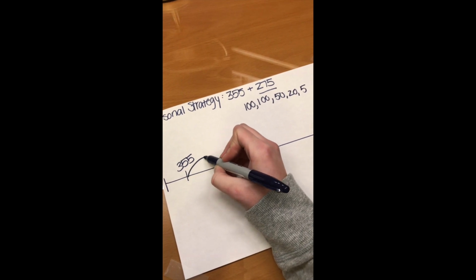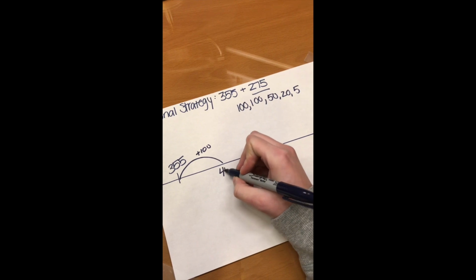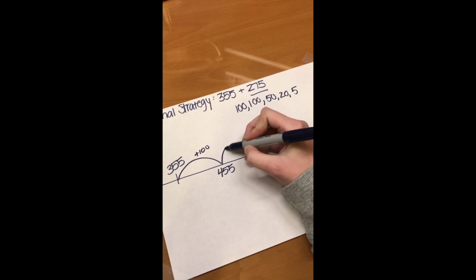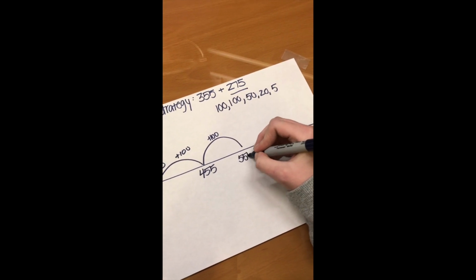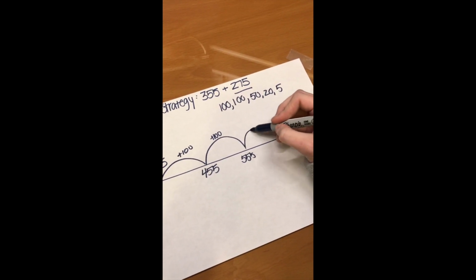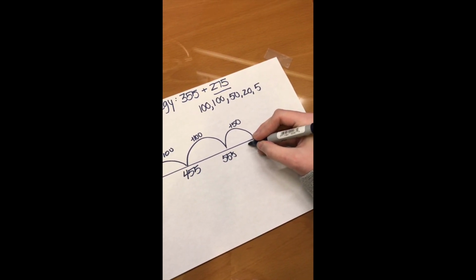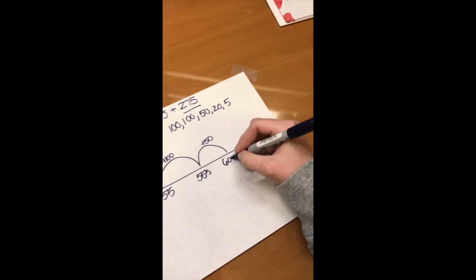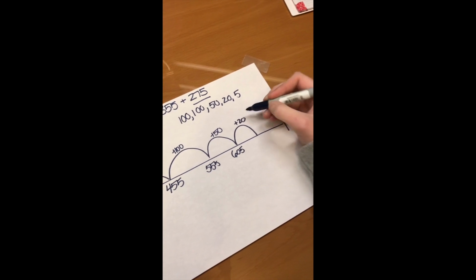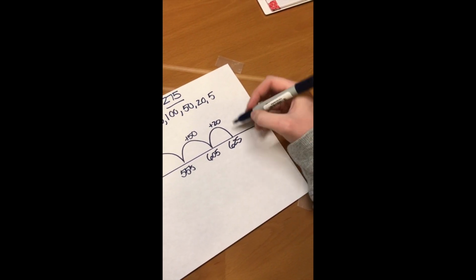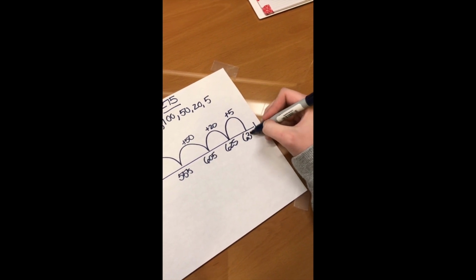So we're going to add 100. So that's going to be 455. We'll add our next 100. 555. Then we'll add 50. We're going to get 605. We'll add 20, 625, and then we'll add our last number, which is a 5, and we'll get 630.